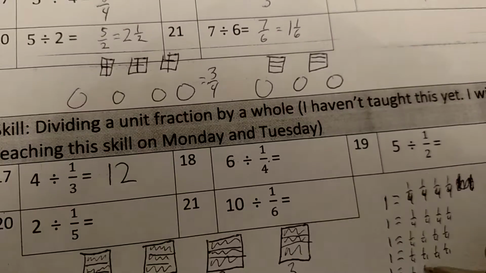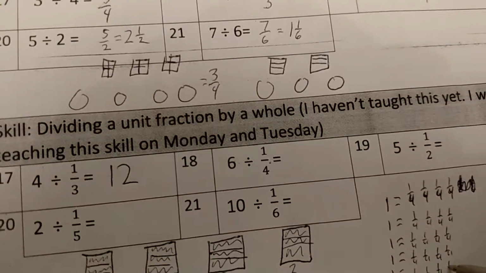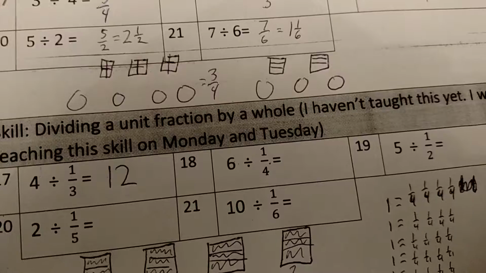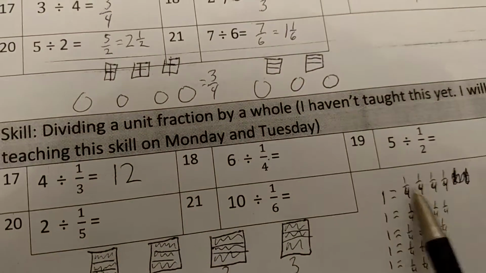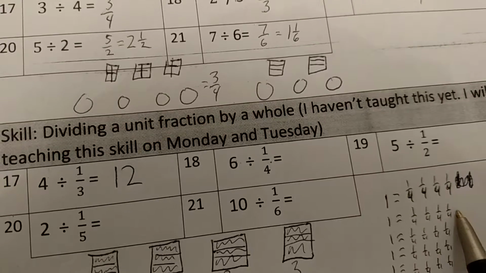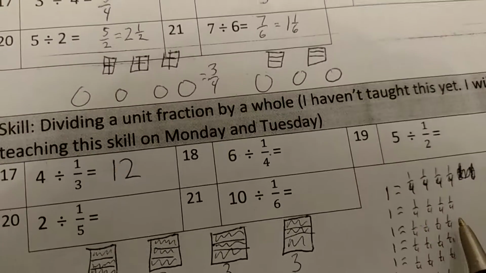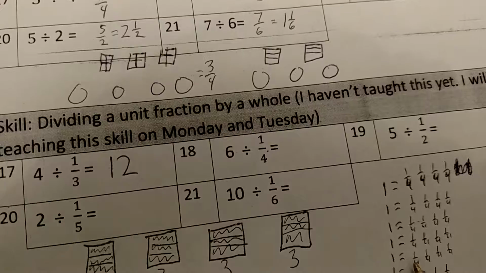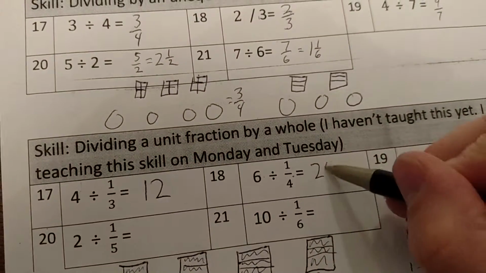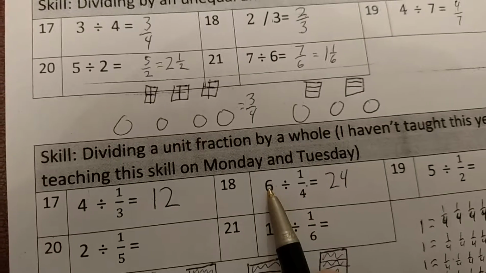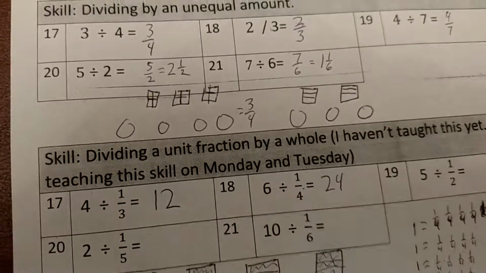So if I go through all of these, and each of these whole bags of chips, I break into fourths. How many fourths do we have altogether? We have 4 fourths plus 4 more fourths is 8, plus 12, plus 16, plus 20, plus 24. So basically there's 24 fourths in 6 holes.